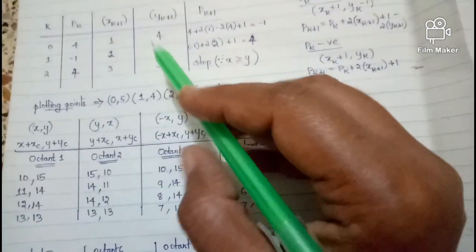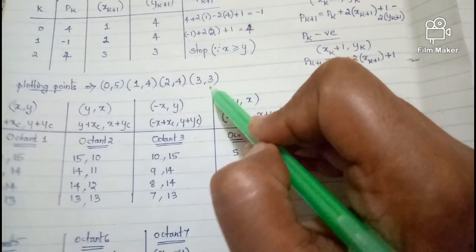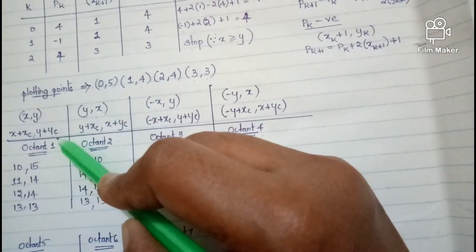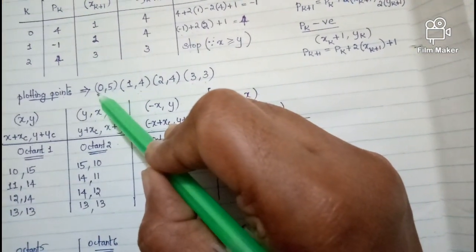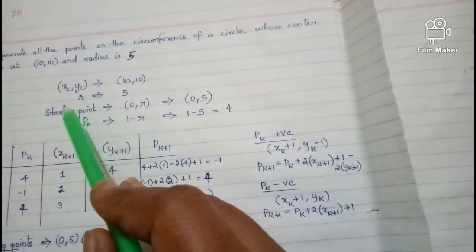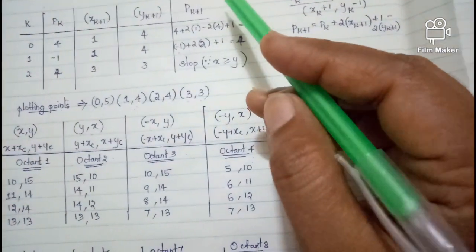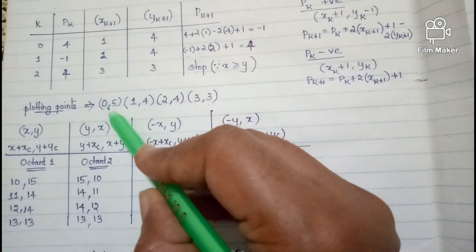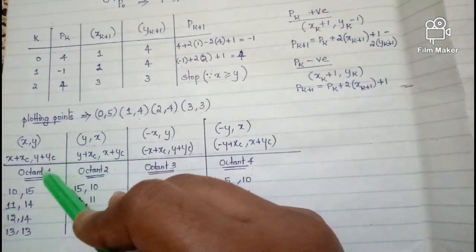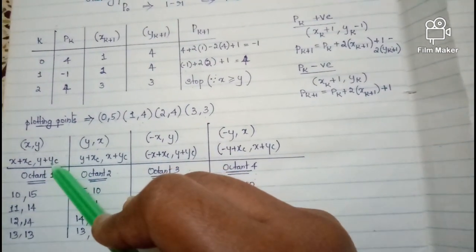Let us take a few examples. Let the points be 0, 5; 1, 4; 2, 4; and 3, 3. How will we write these points in each column? Let the first column be (x, y), so it has to be written as x plus xc and y plus yc. The value of x is 0. So 0 plus xc. You know that xc, yc was the center point, and the value of xc, yc is 10, 10. So 0 plus xc, that is 0 plus 10. The value of y is 5, so y plus yc is 5 plus 10. The first point will be 0 plus 10, which is 10, and 5 plus 10, which is 15.